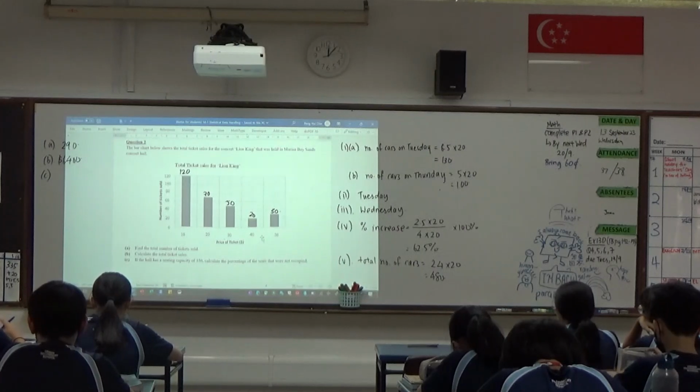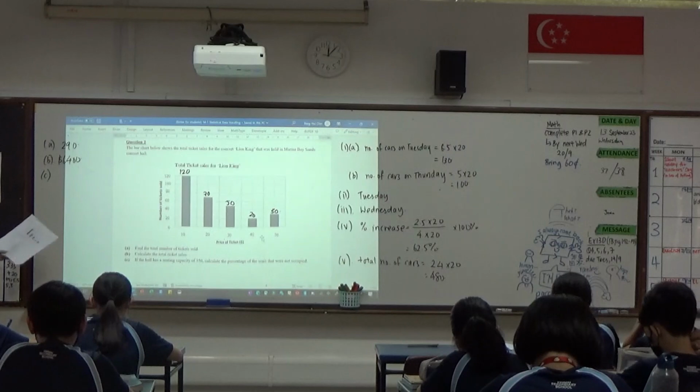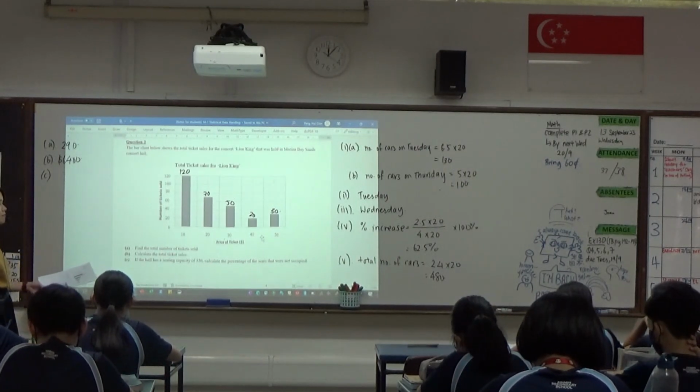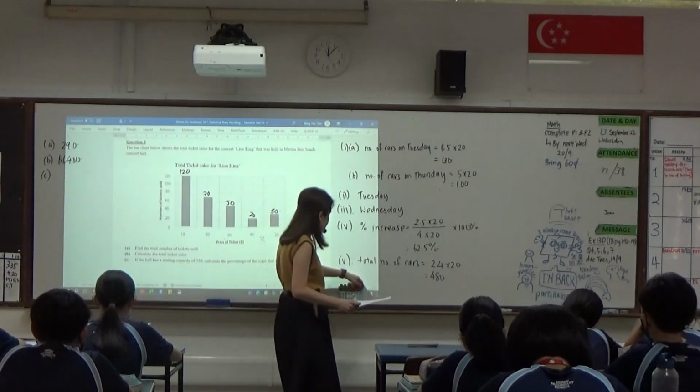Part C. Okay, if the hall has a seating capacity of 350, calculate the percentage of the seats that were not occupied. Okay, so what will your answer be?